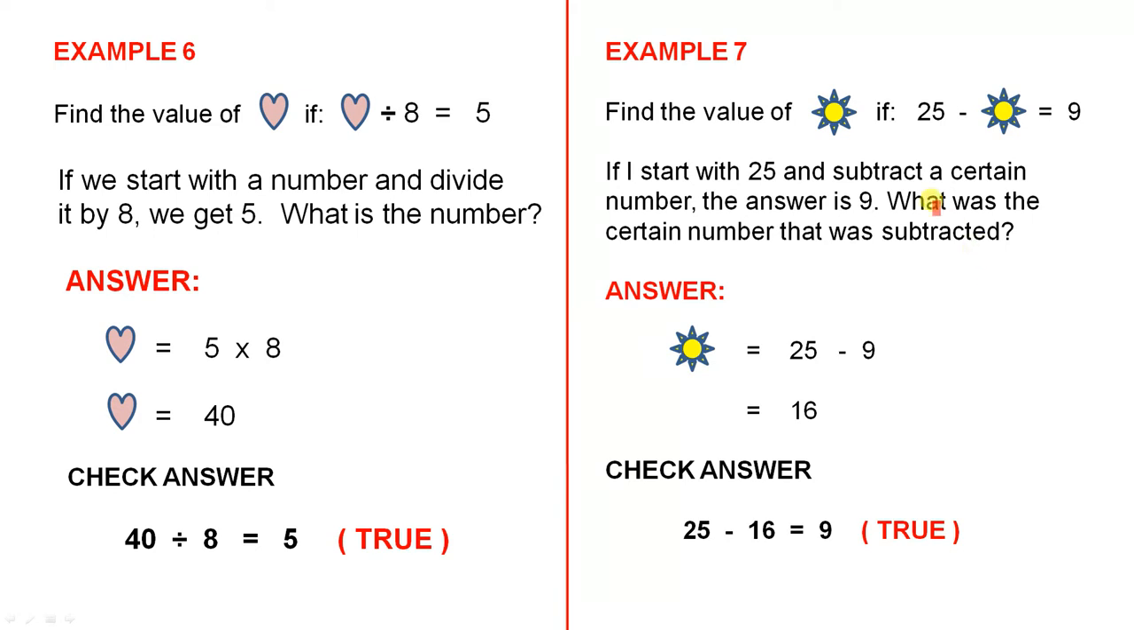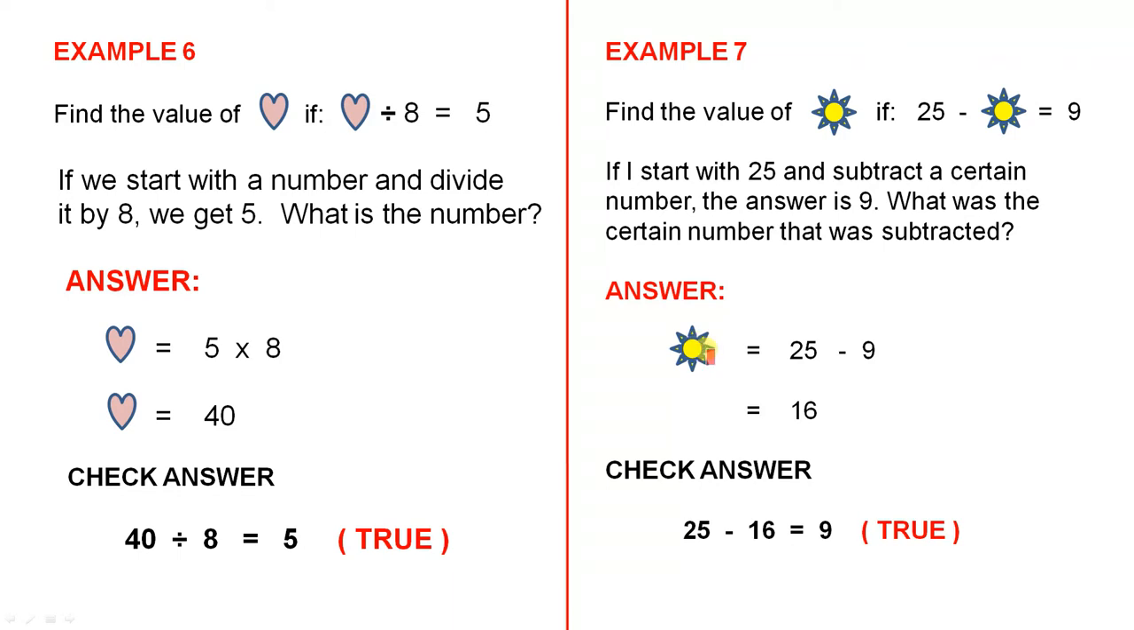Example 7. Find the value of the sun if 25 minus the sun equals 9. If I start with 25 and subtract a certain number, the answer is 9. What was the certain number that was subtracted?